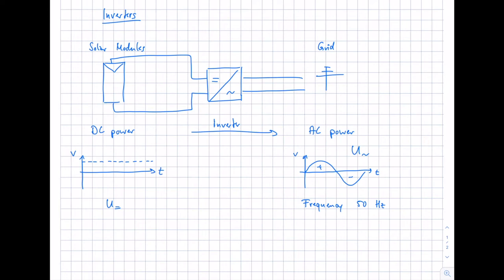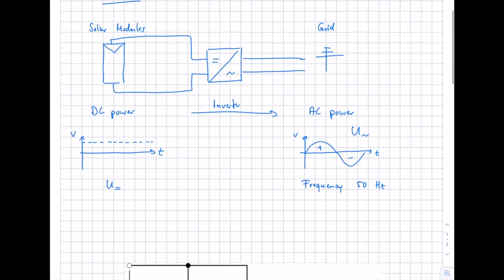Of course, there are some more devices we might need, for insulation, for example, to secure the grid and to secure the solar modules, so that if a grid failure occurs, we don't get a problem with our solar PV generators on the left-hand side. But first, we want to talk about how the inverter is able to transform this DC power to AC power.